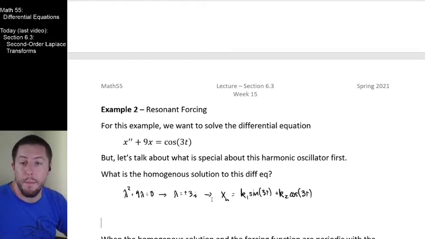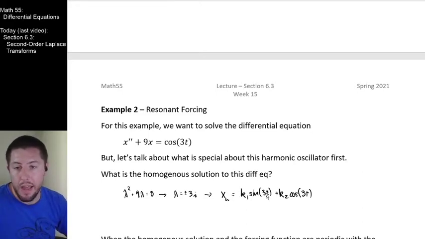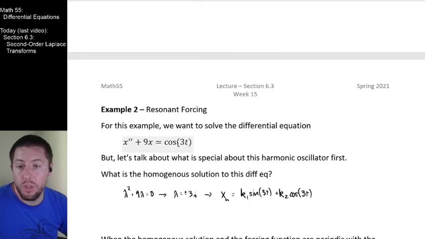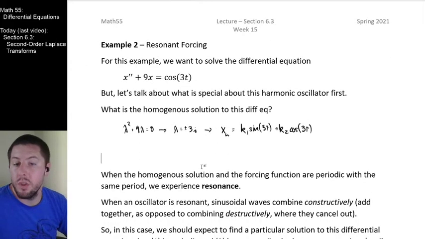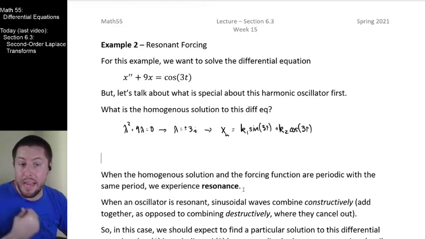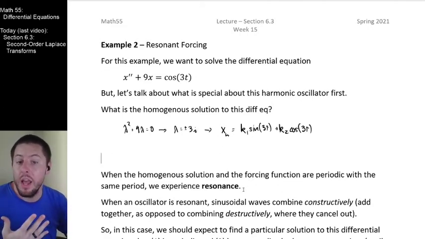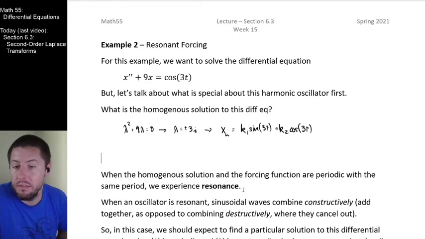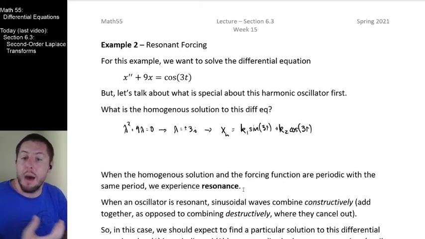this scenario that we're modeling right here naturally oscillates with a period of 2 pi over 3. We are also going to apply a force to this system with a period of 2 pi over 3. So when the homogeneous solution and the forcing function are both periodic with the same period, that's when we experience resonance, right? When an oscillator is resonant, the sinusoidal waves combine constructively to add together, as opposed to combining destructively where they cancel out.